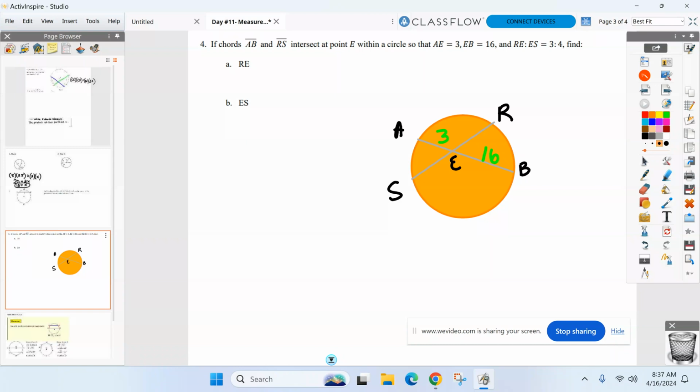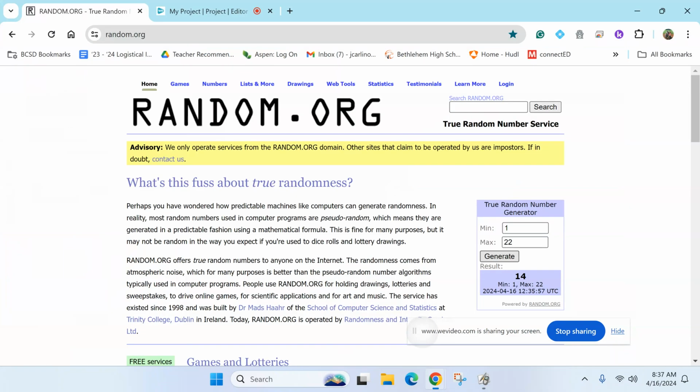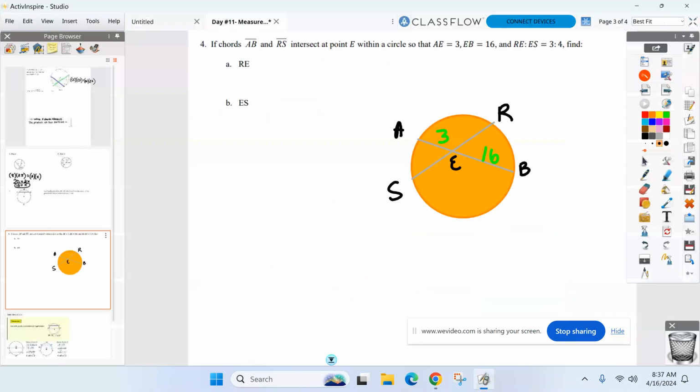I don't want to put 3 and 4 on there. What do I want to put instead on RE and ES? Shar, what am I going to put? X's, right? So on RE, everyone put a 3x up there, and on ES everyone is going to put a 4x.